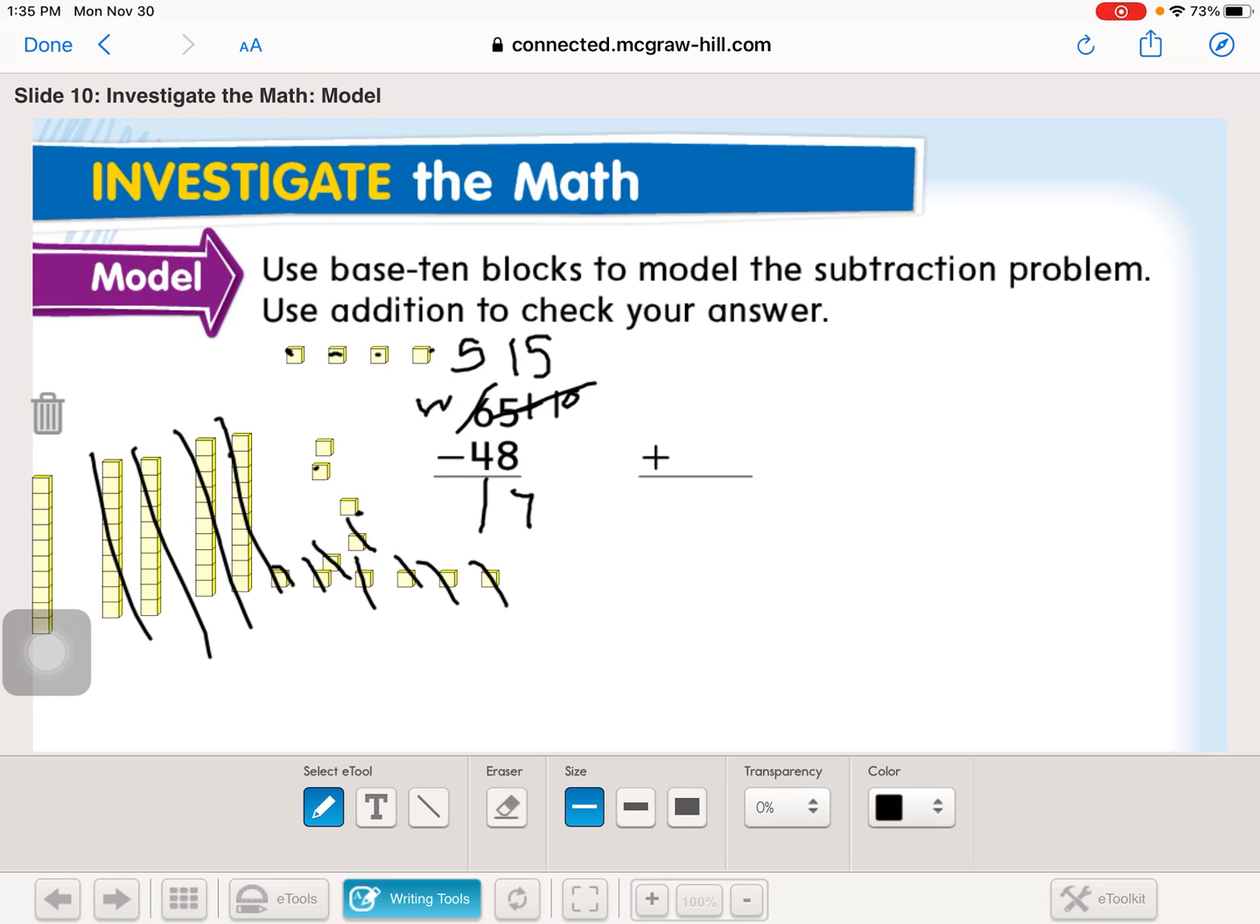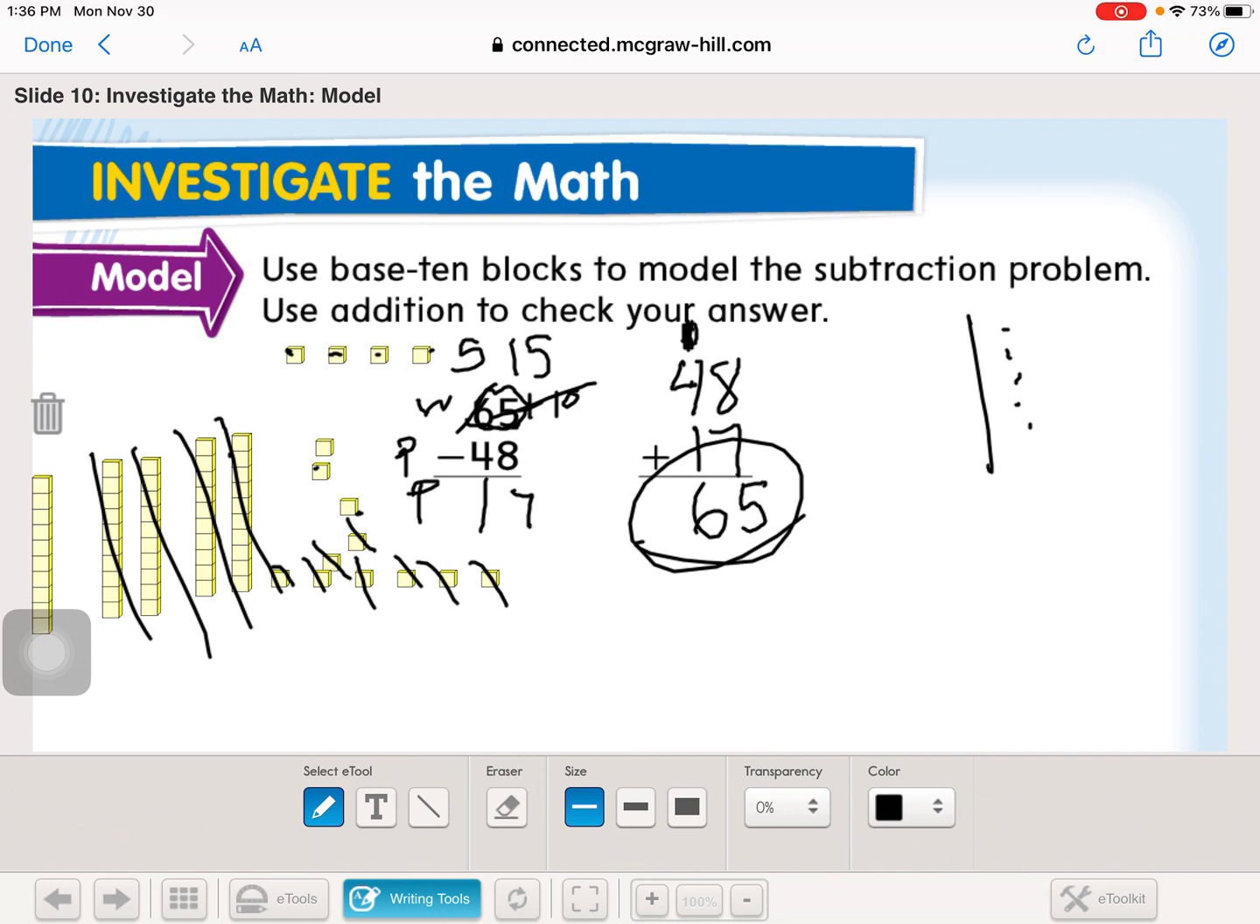So now, whole minus part equals part. I'm going to switch my equation around and add my parts together. So 48 plus 17, it should equal 65, right? That's what I started with. Let's check and see. 8 plus 7. 7 plus 7 is 14. Plus 1 more is 15. 15 is 1 ten and 5 ones. So I'm going to put 5 ones down here. Regroup my 1 ten up here. 1 plus 4 plus 1 is 6, which leaves me with 65, which is what I started with.